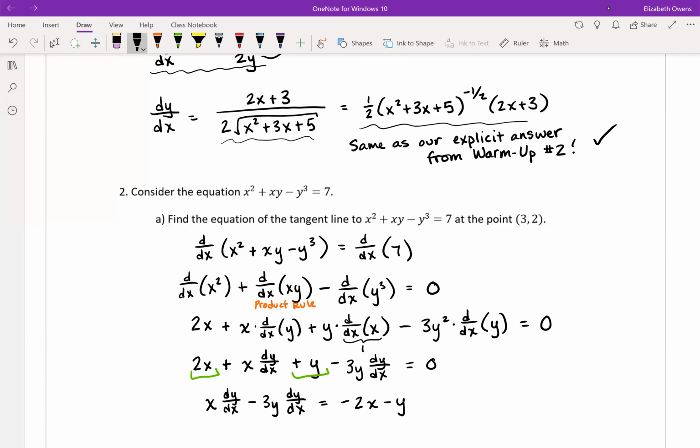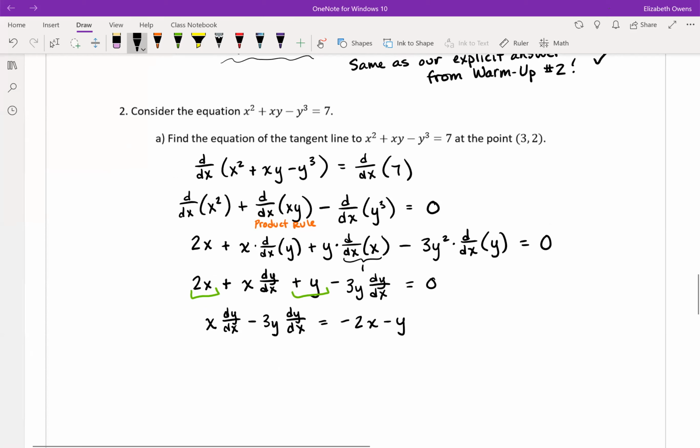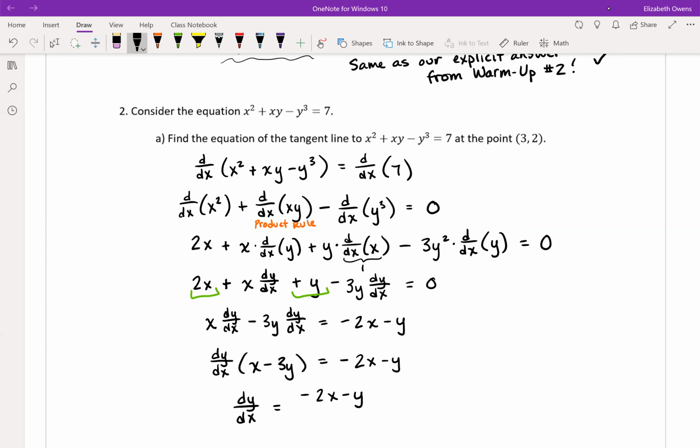Or vice versa, whatever it takes for you to solve for dy/dx here. We're going to factor out dy/dx, and then we're going to divide on both sides. So dy/dx is going to equal negative 2x minus y over x minus 3y, or anything equivalent to that.